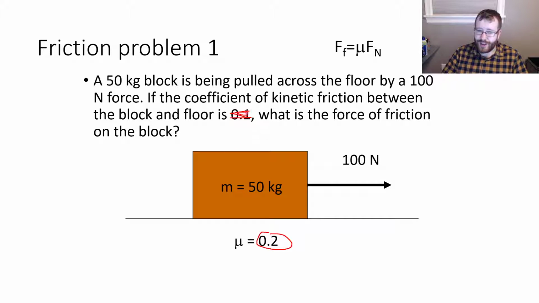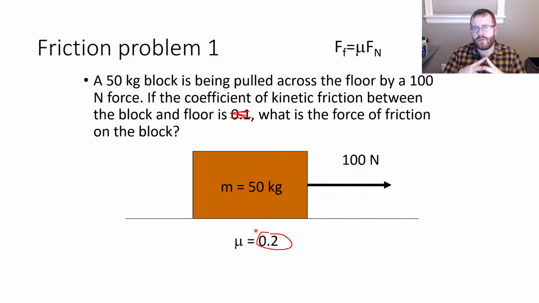I apologize, I had to cross this little bit out. I kind of left it. We're going to use 0.2. But anyways, let me walk you through an example friction problem. I'm not going to write on the screen, so I'm just going to talk you through it. So make sure you're paying attention to it.